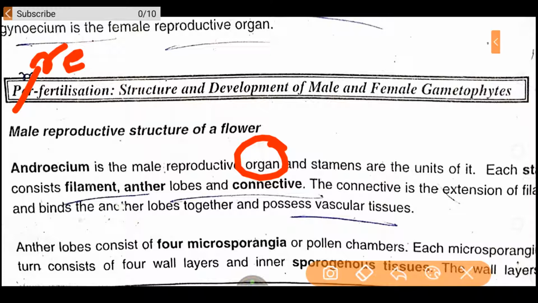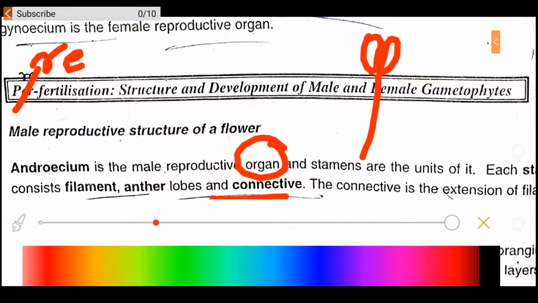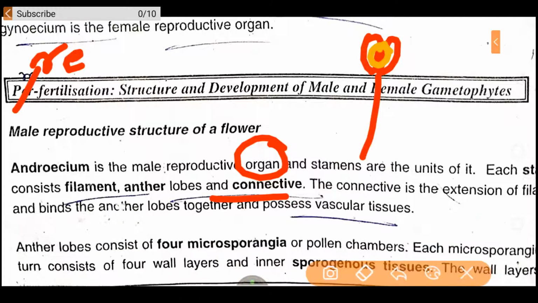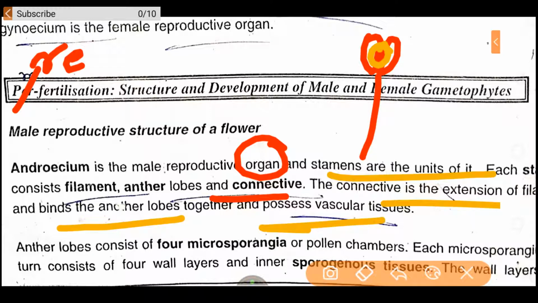So it consists of anther, filaments and connectives. Connective lies at this spot in between. The connective is the extension of filament that binds anther lobes together and possesses vascular tissues.